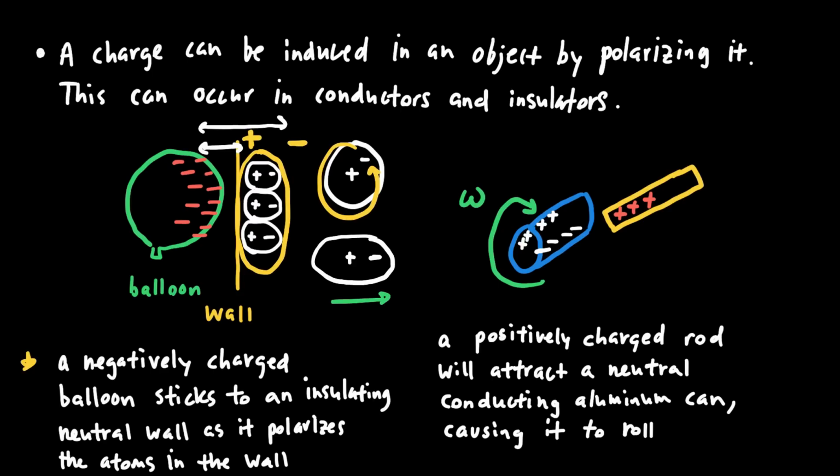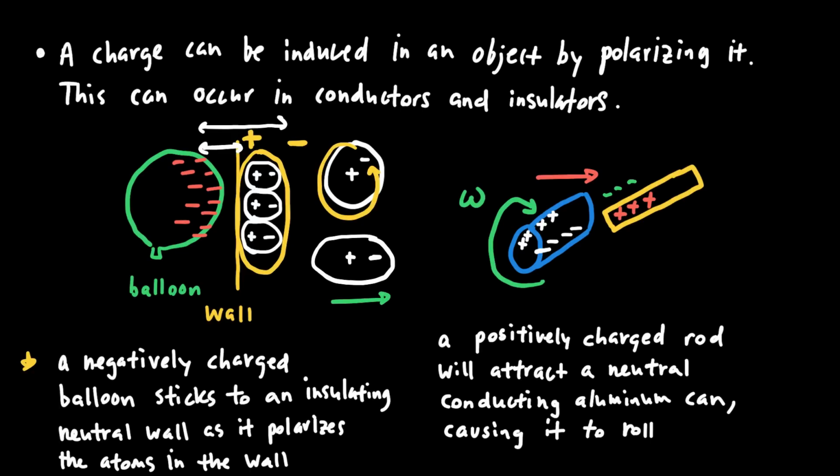Second, I have an example where I've charged a rod, and maybe I've charged that rod by rubbing it with a piece of something, and that rod becomes positively charged when it's rubbed. And so I hold that rod near an aluminum can that's turned on its side. And what you would find is that the can will start to roll toward the rod. The can will always move toward the rod, and this is true even if I replace the positively charged rod with a negatively charged rod.